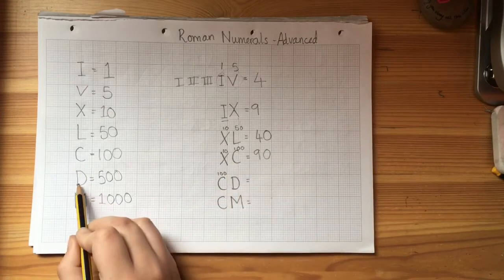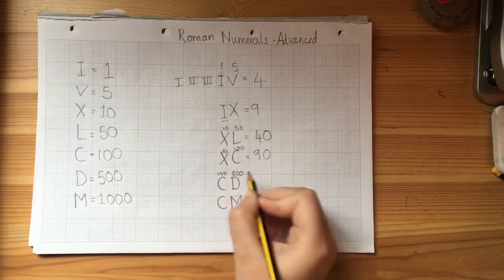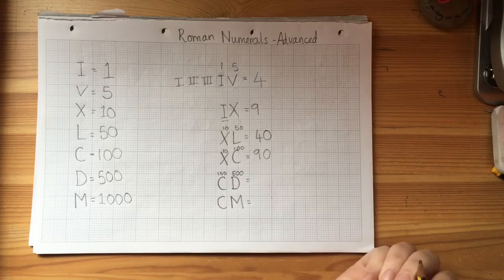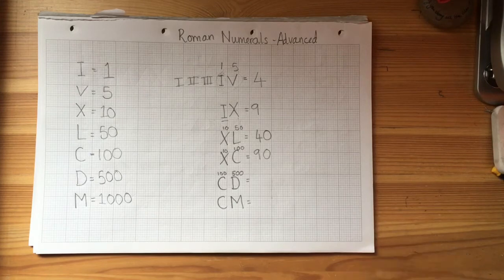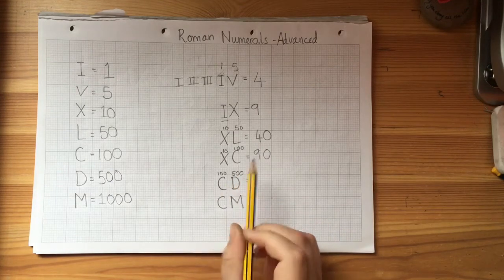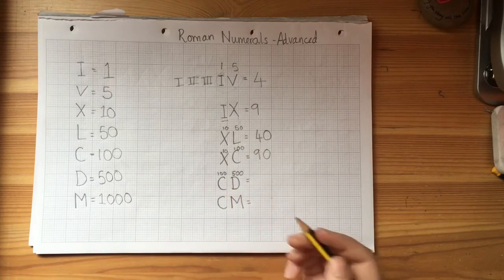And D has come after it, and D is 500. So again, my smaller number is first. So what do I need to do? If you said take it away, fantastic. If you're just being silent on the end of the camera, shame on you, join in. So C and D. So that means that I need to do 500 take away 100.